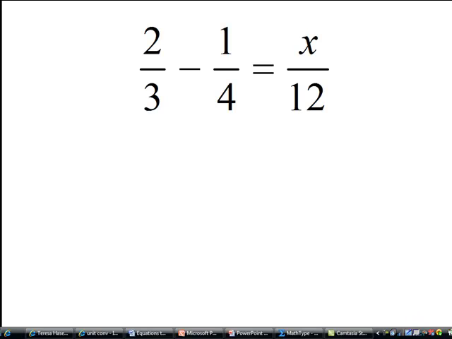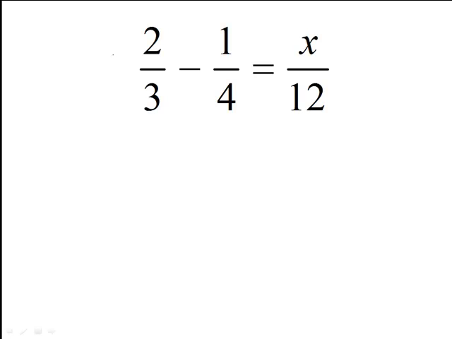Here is an equation that has fractions. We're going to first find the common denominator. If we check, all of these denominators will divide evenly into 12. So we can use 12 for the common denominator. We're going to multiply every term on both sides by a 12.